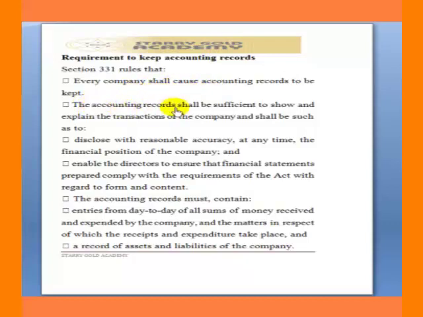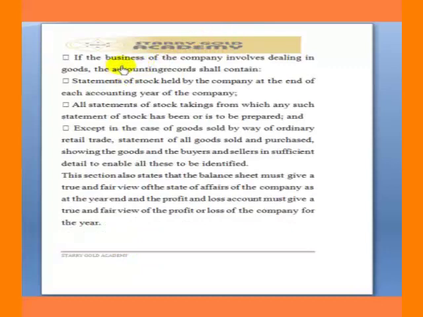The accounting records shall be sufficient to show and explain the transactions of the company, and shall disclose with reasonable accuracy the position of the company, enabling the directors to ensure the financial statements prepared comply with the Act. The accounting records must contain entries. So these are basically about the accounting records that must be kept. For example, it must contain, on a day-to-day basis, all money received and expended by the company, and the matters in respect of which receipts and expenditure take place. Also a record of the assets and liabilities of the company. And if the business of the company involves dealing in goods, the accounting records shall contain a statement of stock held at the end of each year, which is the closing inventory.